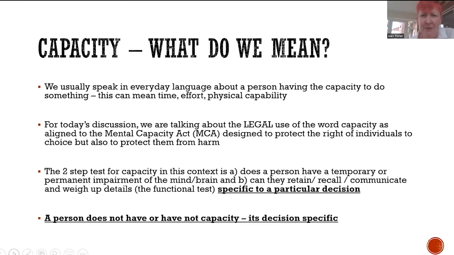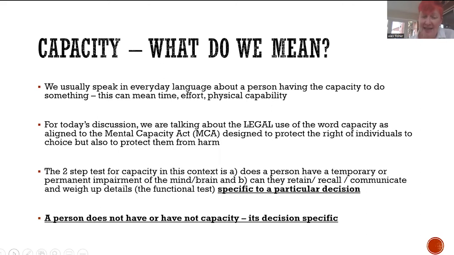So capacity, what do we mean? Well, we usually speak in everyday language about a person having the capacity to do something. And by that, we mean time, effort, physical capability. But for today's discussion, we're talking about the legal use of the word capacity as aligned to the Mental Capacity Act, which is designed to protect the rights of the individual to choice, but also to protect them from harm.